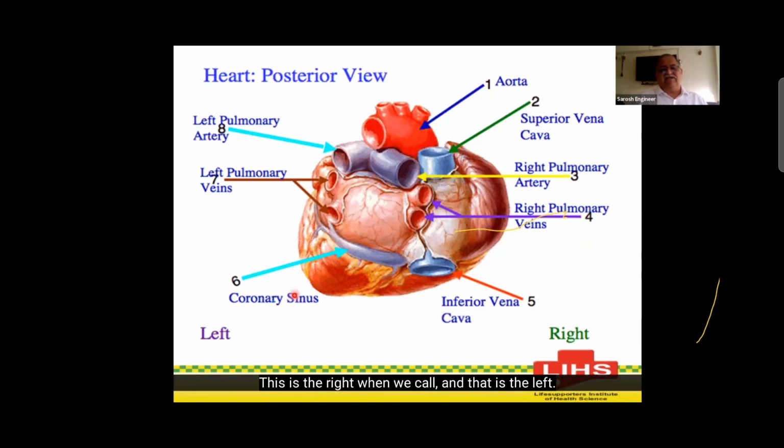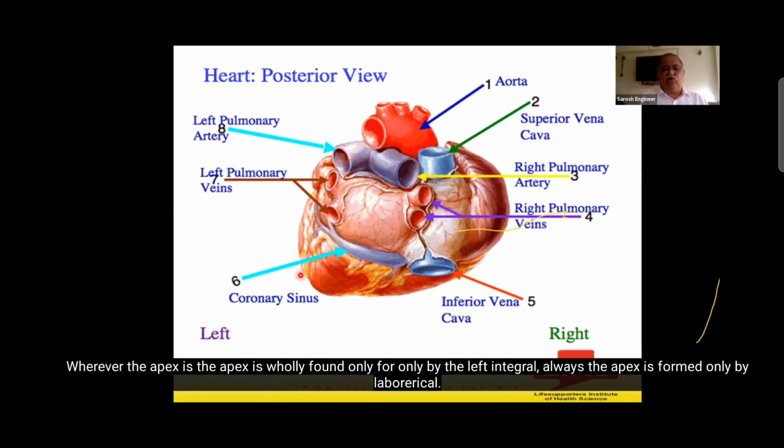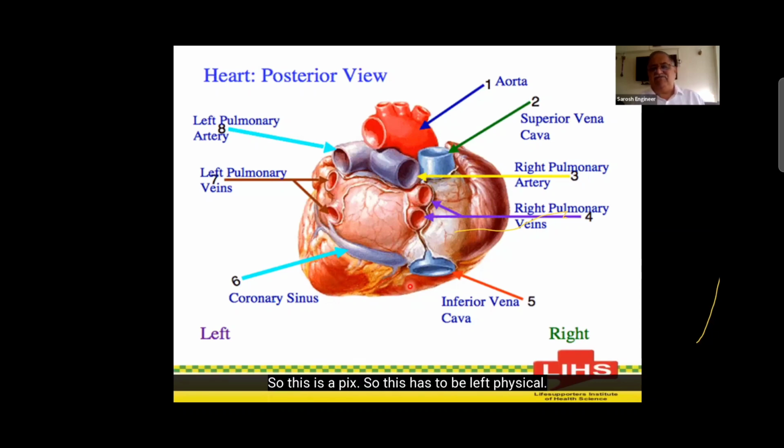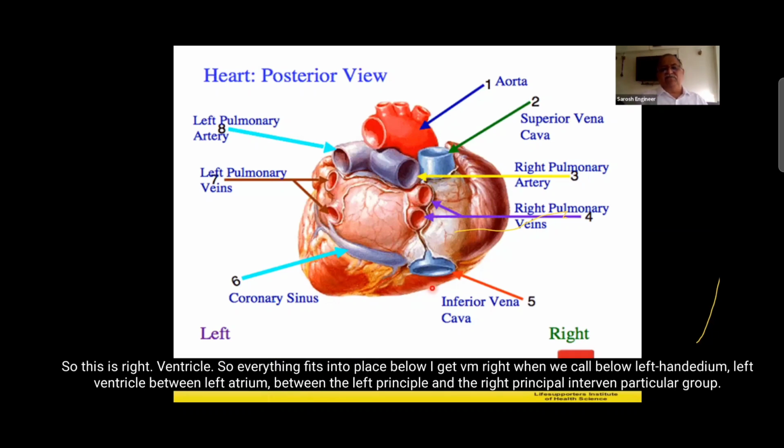This is the right ventricle and that is the left ventricle. The apex is wholly formed only by the left ventricle. Always the apex is formed only by the left ventricle. So this is the apex, so this has to be the left ventricle, and this is the right ventricle. So everything fits into place. Below right atrium, right ventricle. Below left atrium, left ventricle. Between the left ventricle and the right ventricle, interventricular groove.